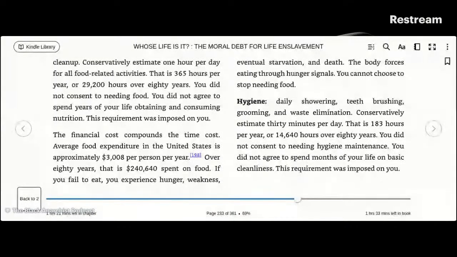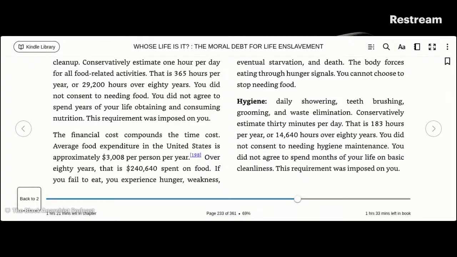Hygiene. Daily showering, teeth brushing, grooming, and waste elimination. Conservatively, estimate 30 minutes per day. That is 103 hours per year, or 14,640 hours over 80 years.